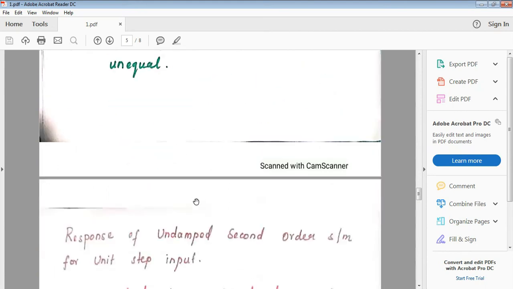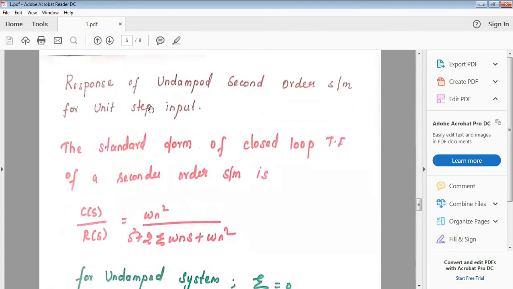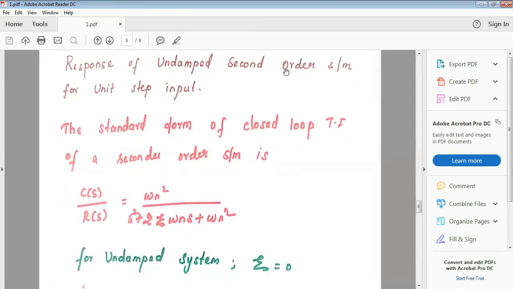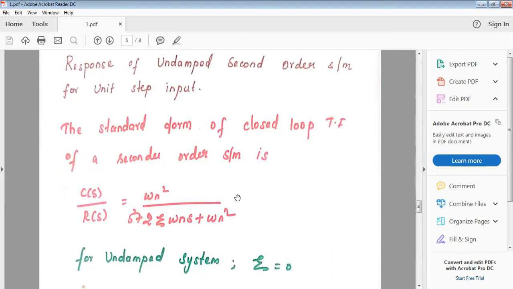So next we can see the response of the undamped second order system for unit step input. For unit step input, the value of r of t is equal to 1, right? So now we are going for the second order system. For the second order system, we have to know the standard form of the closed loop transfer function, that is C of s divided by R of s is equal to omega n square divided by s square plus 2 theta omega n s plus omega n square.